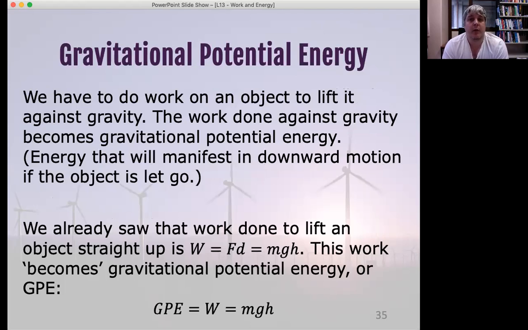We already talked about this. If you want to lift an object some height, the work you have to do is mgh, the mass times gravity times height. The energy is stored in the position of that object, and if you release it, that energy will manifest in downward motion. It will accelerate downwards. We already saw that the work done was mgh, as I said. That, therefore, is the gravitational potential energy. That work that you've done to lift the object is all stored in the object as potential energy, ready to turn back into motion when you release it, to accelerate that object.